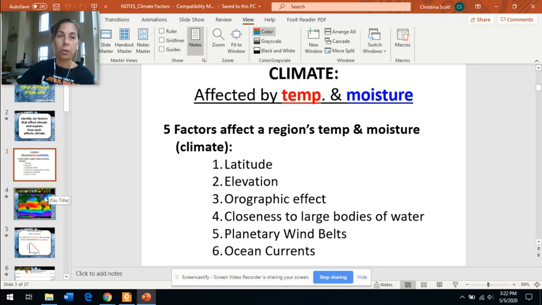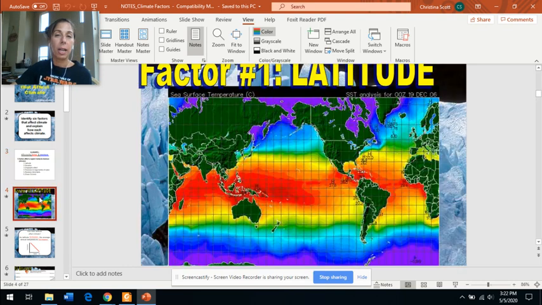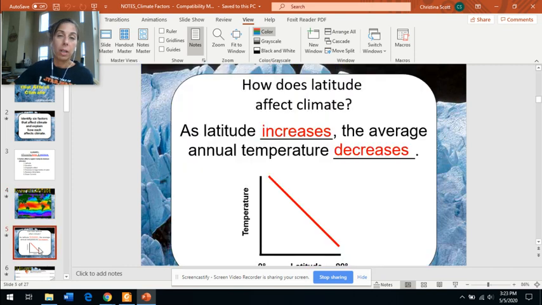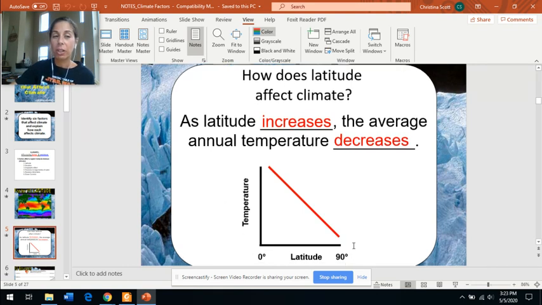Okay, so factor 1 and 2 are very, very similar. How does the latitude affect an area's climate? Well, basically, you could see here, right along the middle, is the equator, and you could see that those regions in the tropics get the greatest amount of sunlight, and so the temperatures are going to be warmer in those regions compared to the higher latitudes as you get closer to the poles, 90 degrees north or 90 degrees south. So if we were writing this down in our notes, as your latitude increases, the average annual temperature is going to get colder. Okay, so you could see right there, that's an indirect relationship.